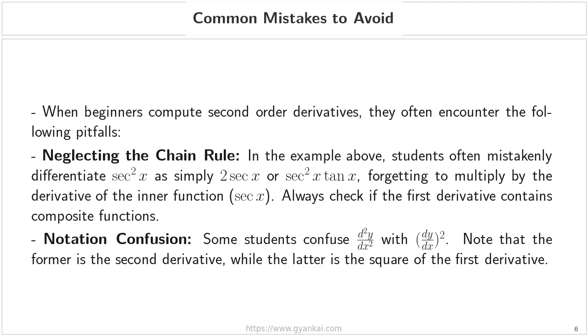Next, we have notation confusion. It is very easy to confuse the mathematical symbol for the second derivative, written as d squared y over dx squared, with the first derivative squared, which is written as the quantity dy over dx, squared. Please be very careful here. The former represents the result of differentiating the function twice, while the latter is simply the first derivative multiplied by itself. These are two entirely different operations.